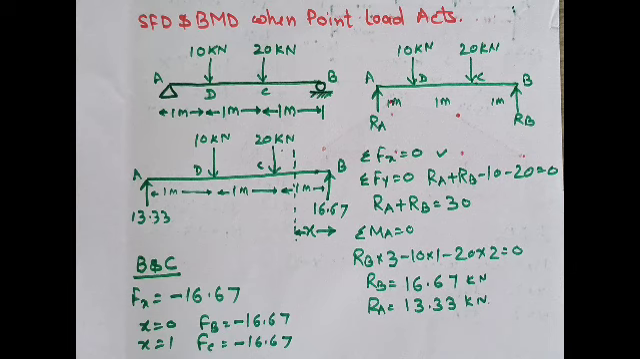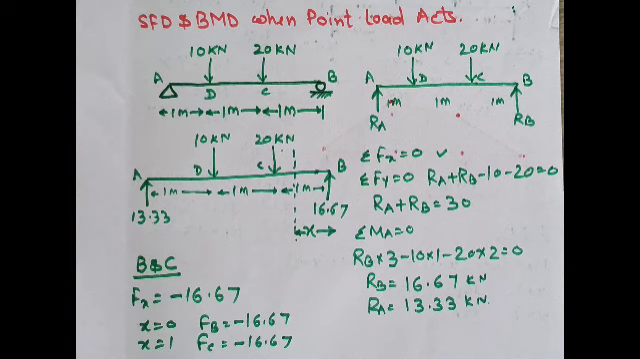Now take moment about point A. So moment of RA will be 0. RB will try to rotate the body in anti-clockwise direction, and 10 and 20 will try to rotate the body in clockwise direction. So RB positive and both other forces will be taken as negative. So RB into 3 minus 10 into 1 minus 20 into 2 is equal to 0. So in this way we get RB equal to 16.67 kilonewton and RA equal to 13.33 kilonewton. So in this way we have calculated the value of reactions in this beam.